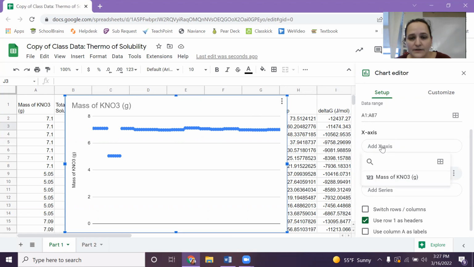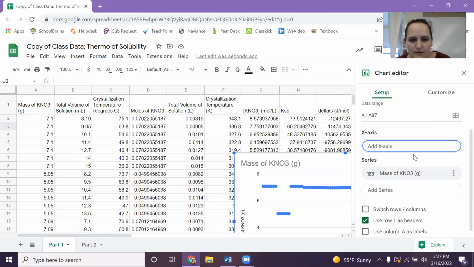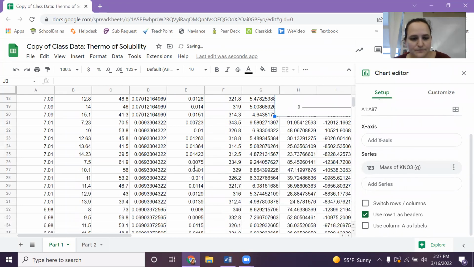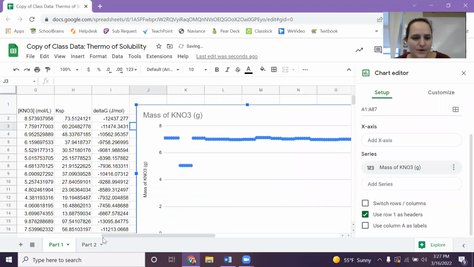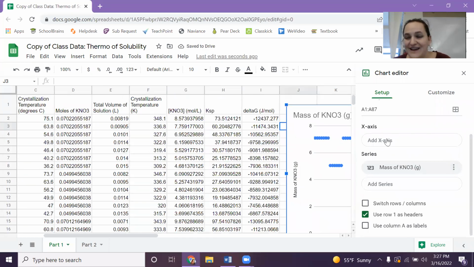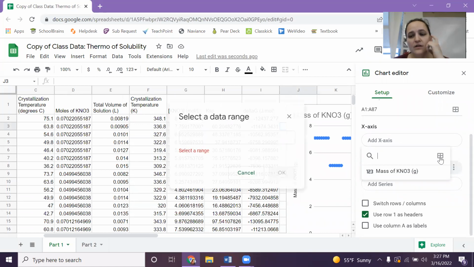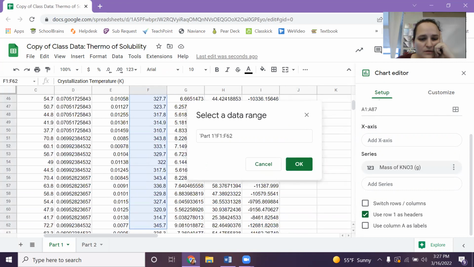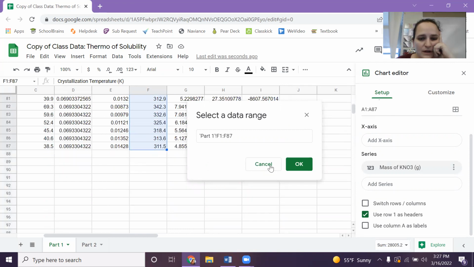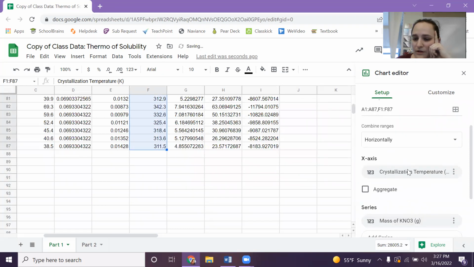So on the x-axis, we want temperature. I'm going to move this out of the way, move this over here somewhere. So where it says add x-axis, if you click on that and click on this little waffle, that is going to allow you to select a range. So we want the temperature in Kelvin to be on the x-axis, so we can select that portion of the column.